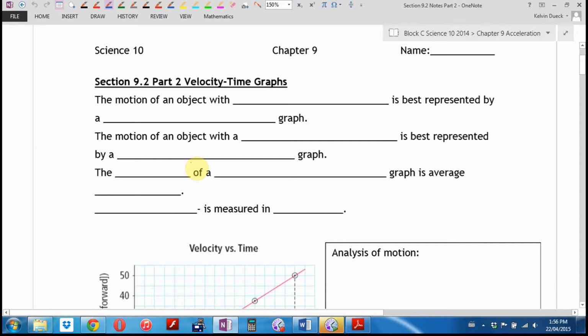So the motion of an object with uniform motion, Allison, that was the fancy way of saying no acceleration, a equals 0. Boring! But we did that. Is best represented by a position versus time graph. D or P on the y-axis, T on the x-axis.